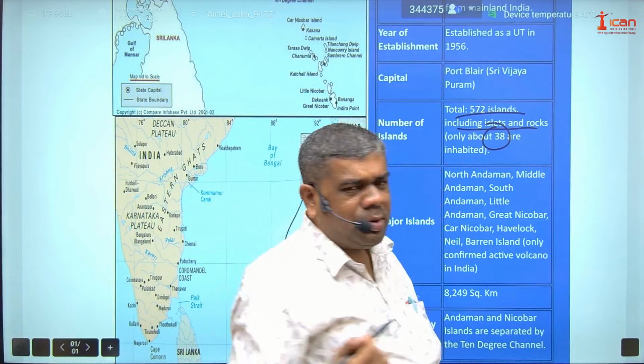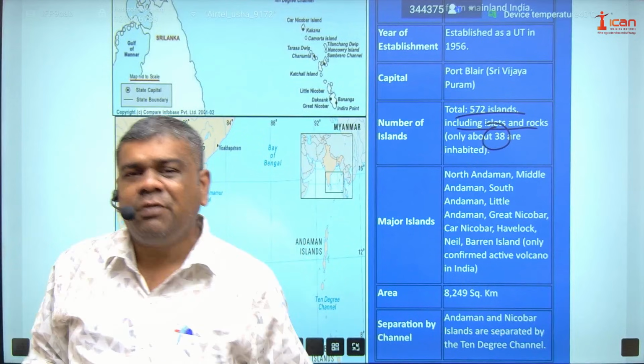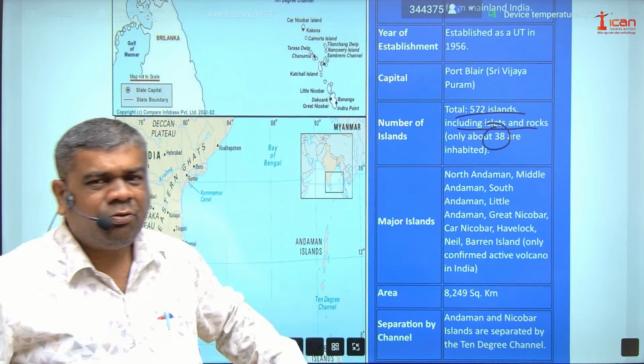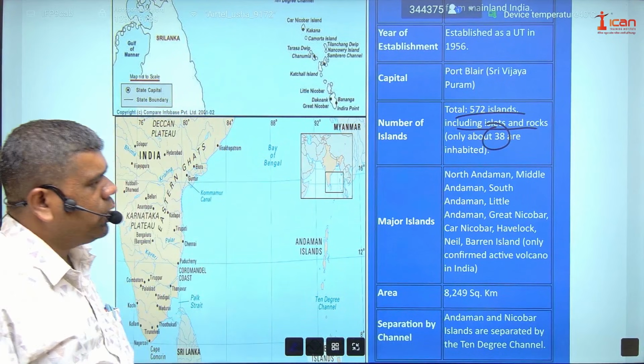So what do you mean by inhabited? Which means people are actually living there. Only on 38 islands people are living. So they are big enough for people to live and to carry on their day-to-day activities, their life.